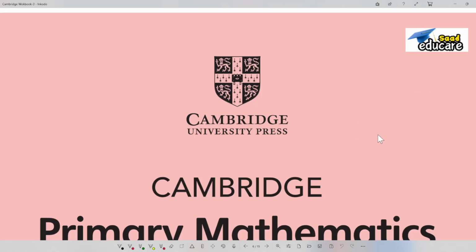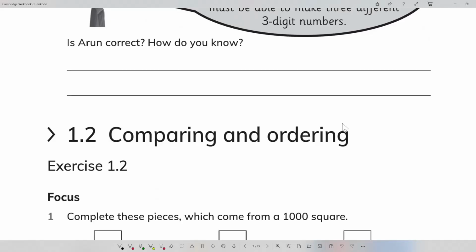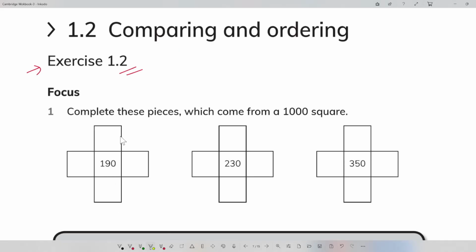Cambridge Primary Mathematics Workbook 3. Today's topic is comparing and ordering, which is exercise 1.2. So we start now. Complete these pieces which come from a 1,000 square. So what does 1,000 square mean?